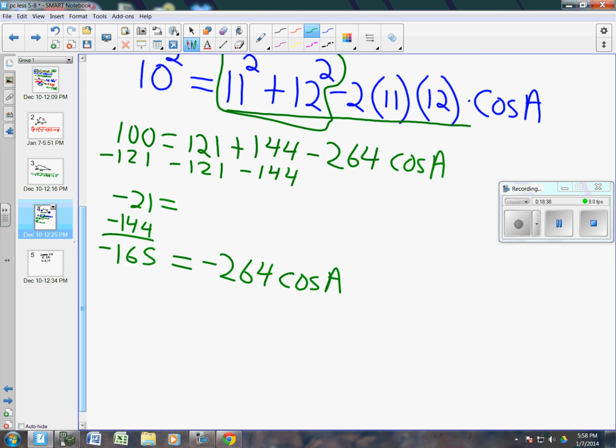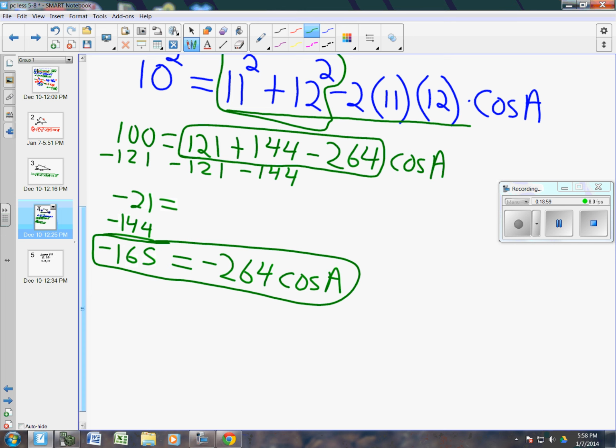Okay, so keep in mind, remember, I can't go 121 plus 144 minus 264. I can't do this part right here because of order of operation. Don't do that. I have a lot of students do that. So we get negative 165 equals negative 264 times cosine of A. We're looking at this part right here.